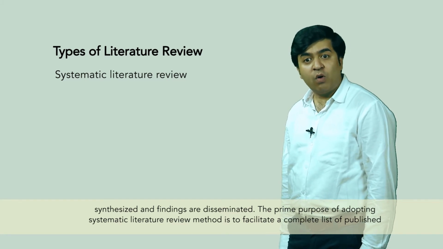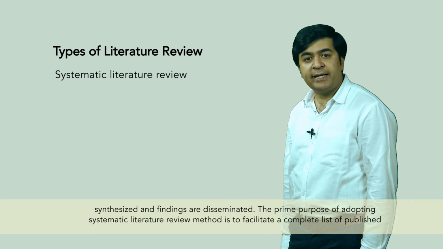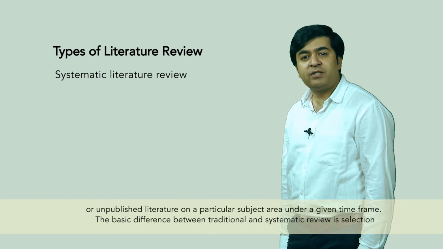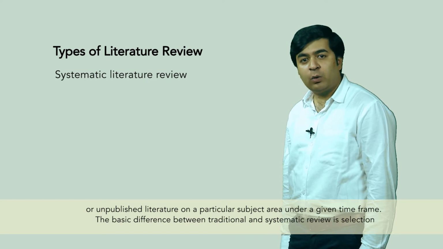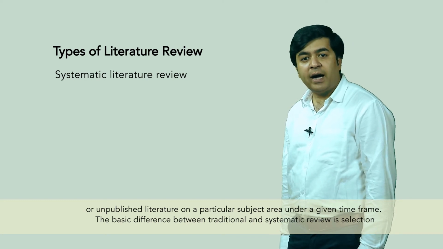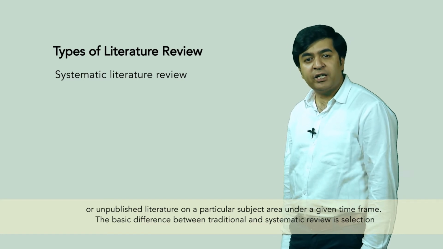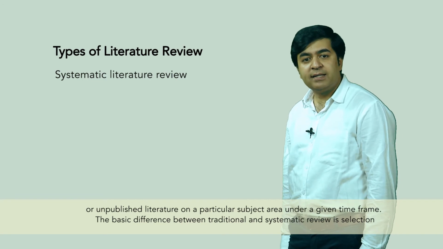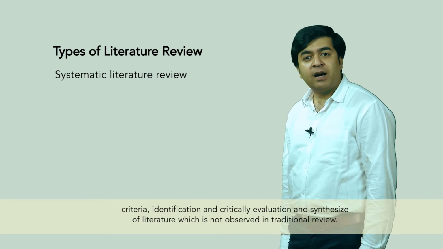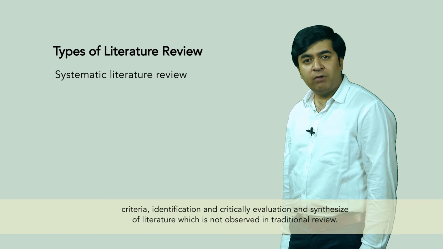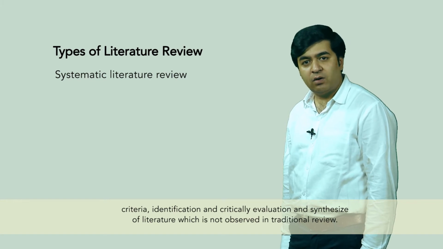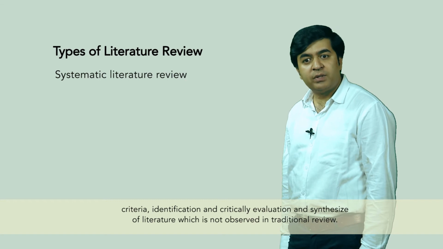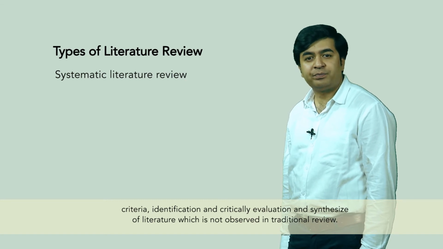The prime purpose of adopting the systematic literature review method is to facilitate a complete list of published or unpublished literature on a particular subject area under a given time frame. The basic difference between traditional and systematic review is the selection criteria, identification, critical evaluation and synthesis of literature, which is not observed in traditional review.